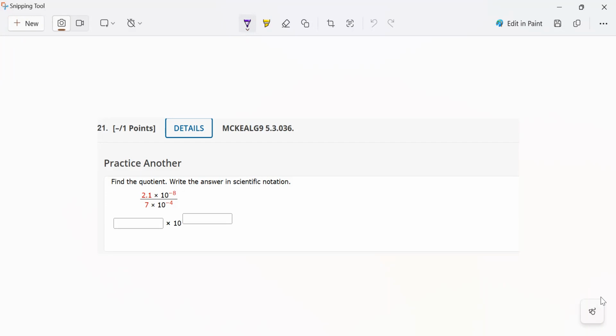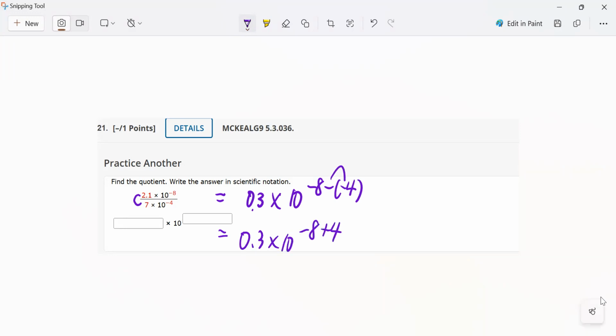Okay, let's go over the solution. When you divide two scientific notations, it's like exponents. You divide the numbers first: 2.1 by 7 is 0.3. For the exponent, you do negative 8 minus negative 4. Keep the base, subtract the exponents. Now we get 0.3 times 10 to the negative 8 minus negative 4, which is adding 4. So this is 0.3 times 10 to the negative 4th power.